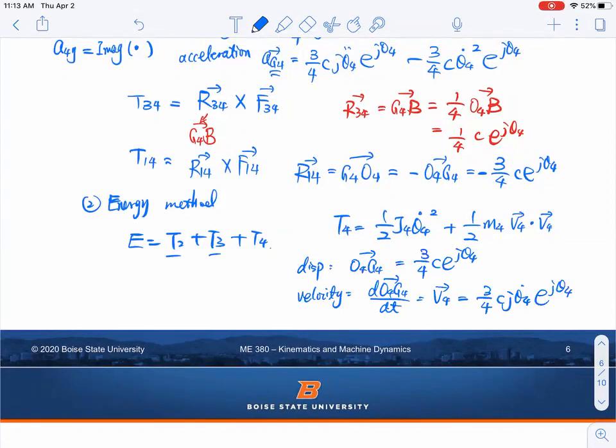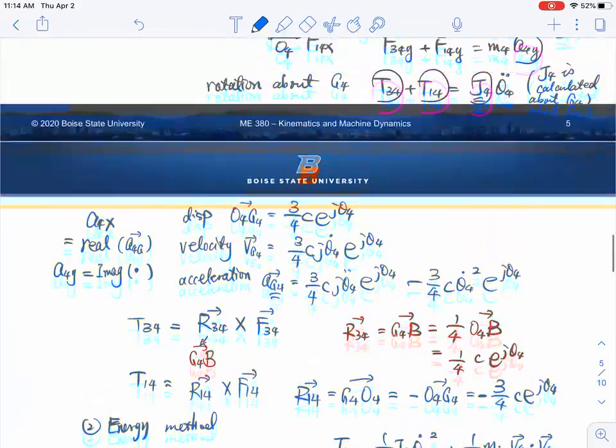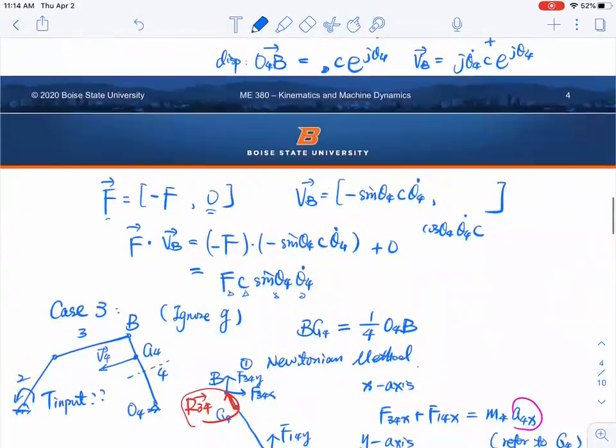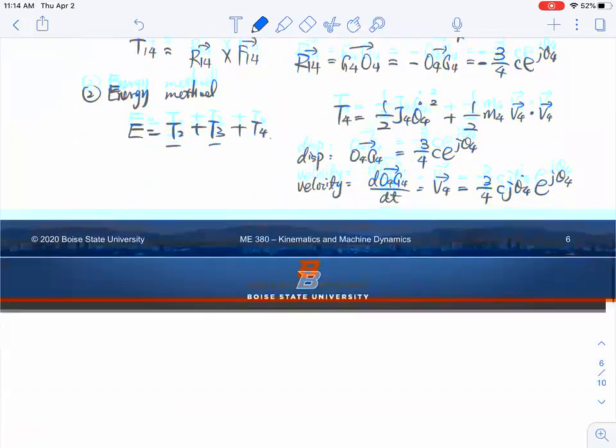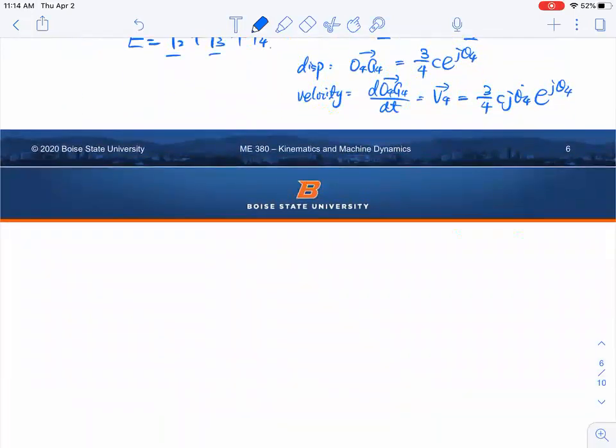Just keep in mind, when you calculate energy, the linear velocity is the linear velocity of the center of gravity. The rotational energy is a rotation about the center of gravity. So it has nothing to do with the center of geometry. Okay, so that's the energy method. And if you understand case 2 and case 3, then I believe you can handle project number 3.